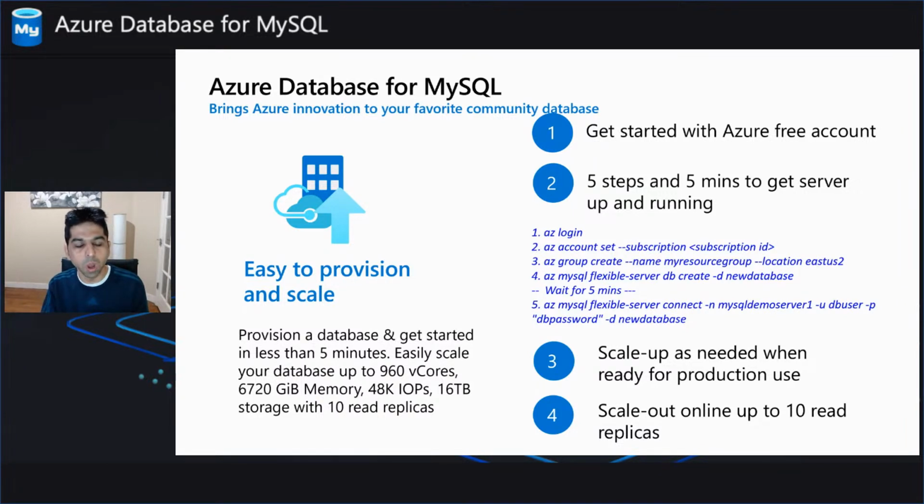Once you are in development mode, and then graduate into testing and production, you can go from burstable to general purpose to business critical SKU. You can scale up to 96 vCores, 672 GB of memory, 16 terabytes, and 48,000 IOPS. And further, if you want to scale out, you can scale out up to 10 read replicas.